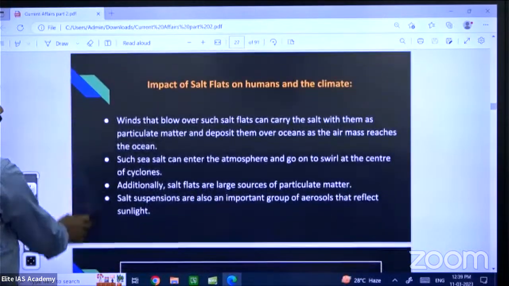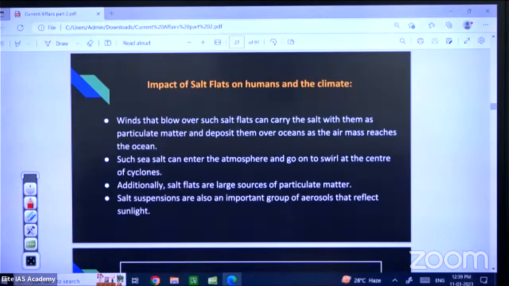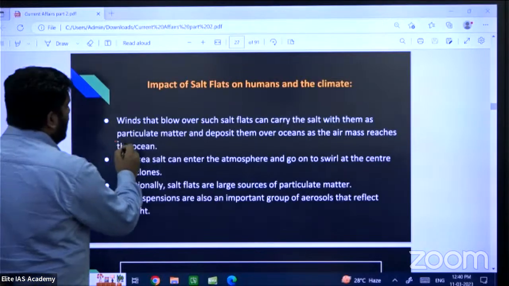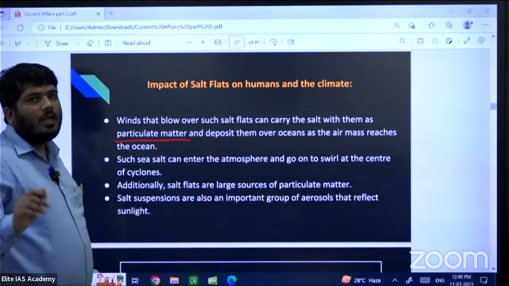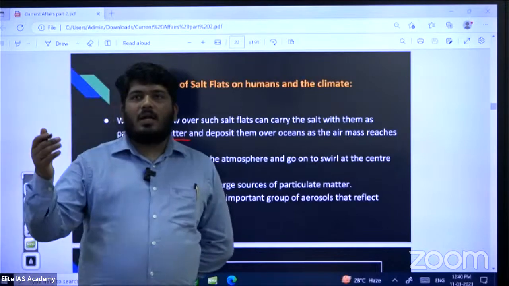Impact of salt flat on human and climate. Wind that blows over salt flat can carry the salt as particulate matter. You know what is particulate matter? In science class 10th, you have already experimented that is Tyndall effect.